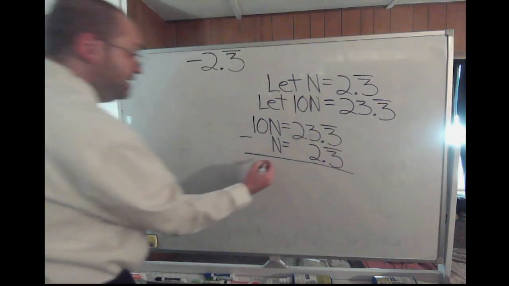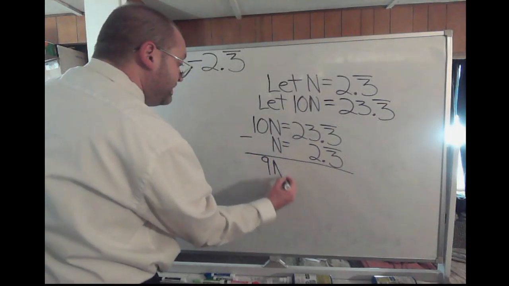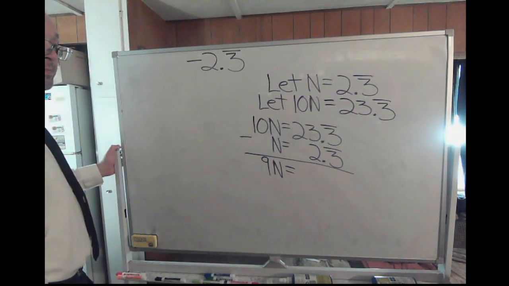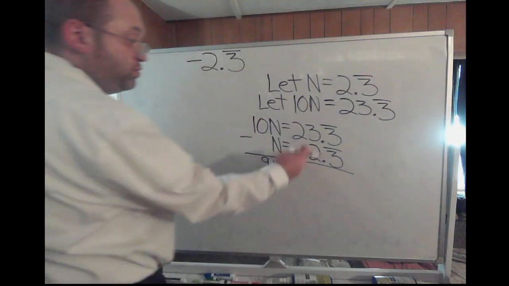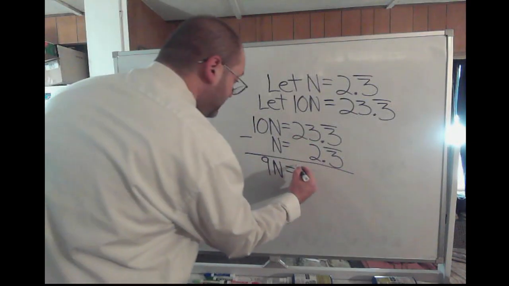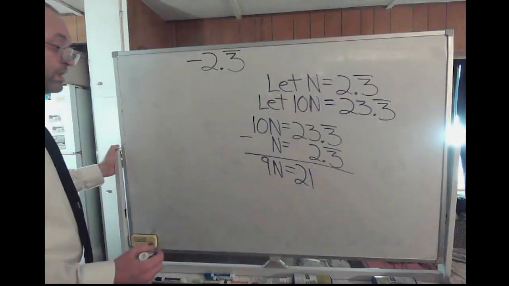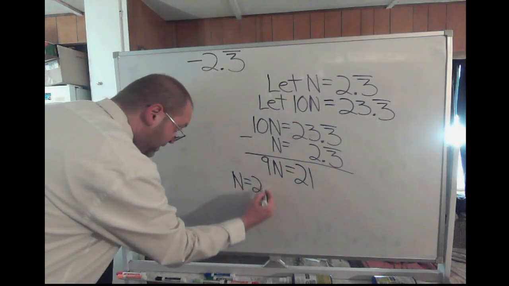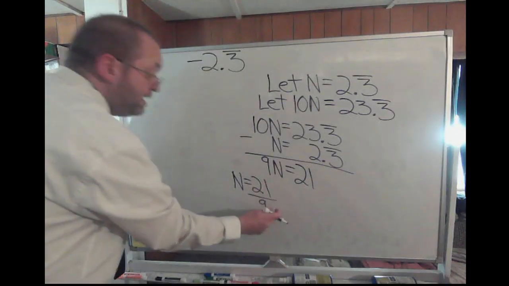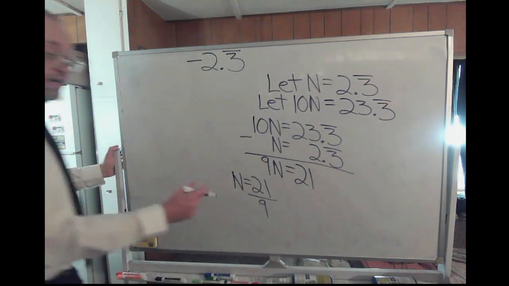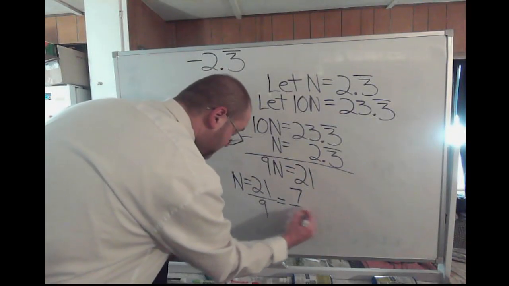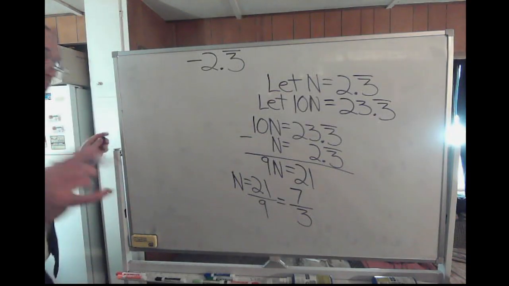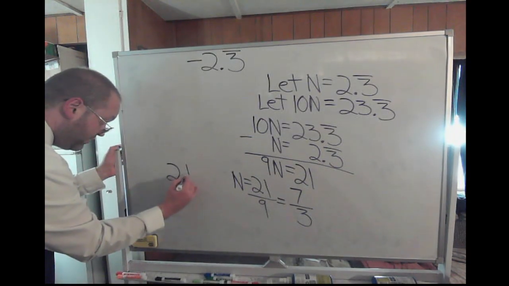So 10n minus n, that's going to simply be 9n. That'd be equal to, all right, 0.3 repeating minus 0.3 repeating. The repeatings go away. Just worry about 23 minus 2 now. That'll give you 21. Then you'll get your fraction, which would mean n would equal 21 ninths. But 21 and 9 both have a common factor of 3, so we can reduce this further. You'll get 7 thirds, which, as we know, 7 thirds as a mixed number is going to be 2 and 1/3.